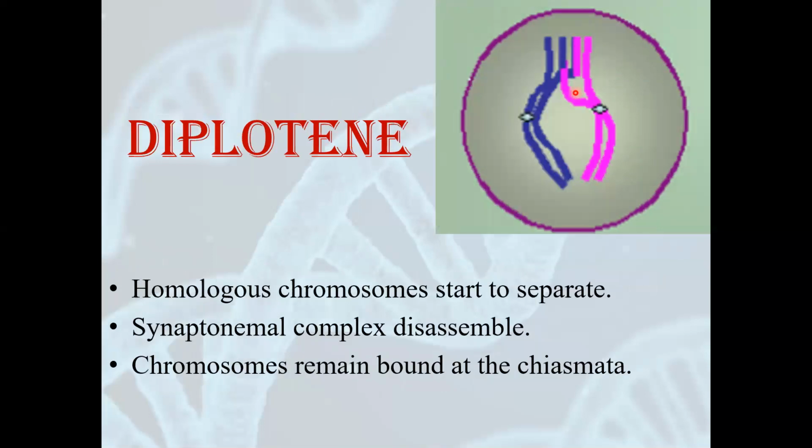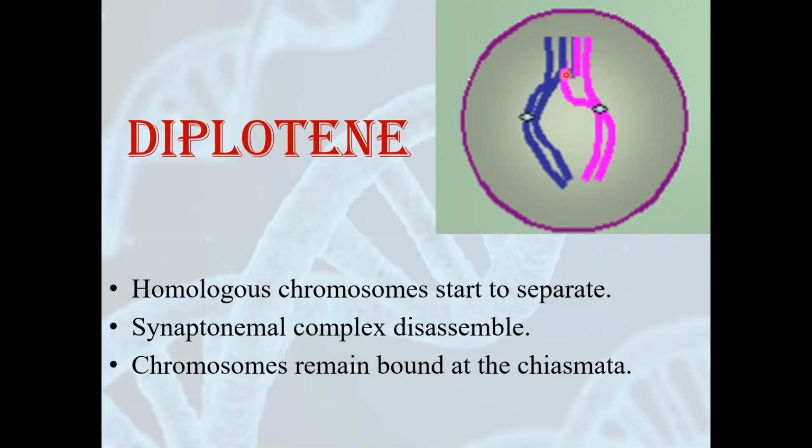This is the fourth phase, that is diplotene. Now, after crossing over, what will happen? The homologous chromosomes will go away from each other. They will start to separate. And when they start to separate, that means the synaptonemal complex will start to disassemble. Initially, we have seen in leptotene, the synaptonemal complex assembled. So the two chromosomes came towards each other. And now the synaptonemal complex will disassemble. So the two chromosomes will go away from each other.